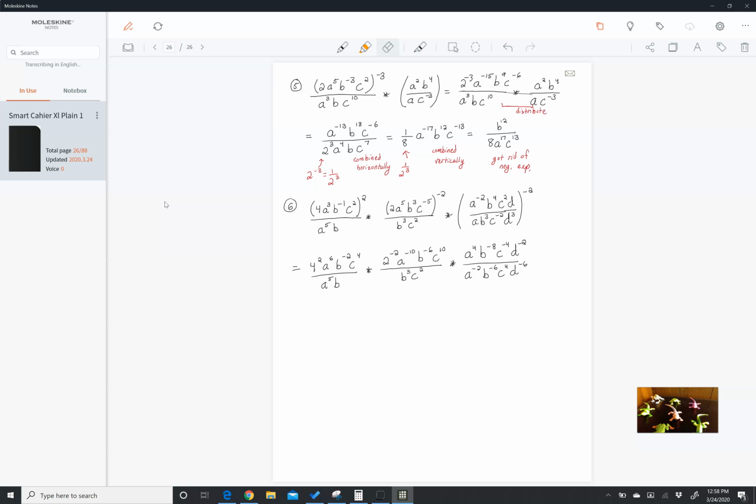Okay, now we're going to do 2 things simultaneously. We're going to add across, we're going to combine horizontally, and we're going to move this 2 to the negative 2 down to the bottom. We'll leave the 4 squared for now. So I see an a to the 6th, an a to the negative 10, and an a to the 4th. 6 minus 10 is negative 4, minus another 4 is negative 8. So we have a to the negative 8.